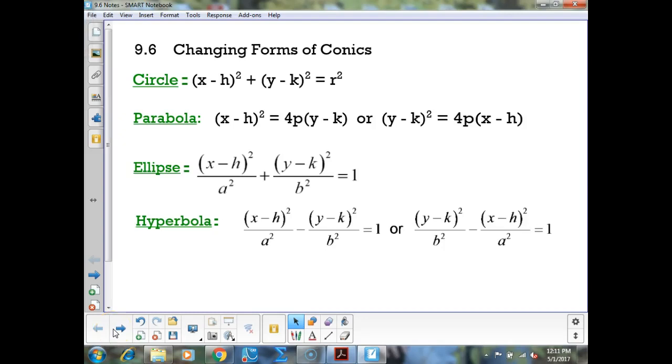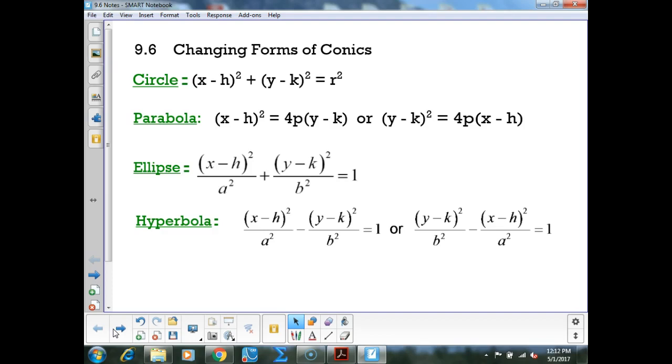So section 9.6. The main idea here this week is I am going to give you a written out equation, and I am going to ask you to either identify a certain part from that equation, or to graph that equation. Now, they're going to be all kinds of mixed up, meaning they're going to come from circles and parabolas and ellipses and hyperbolas.